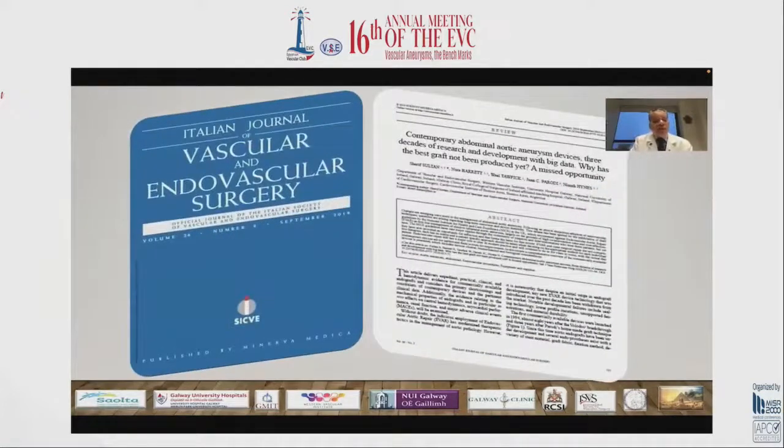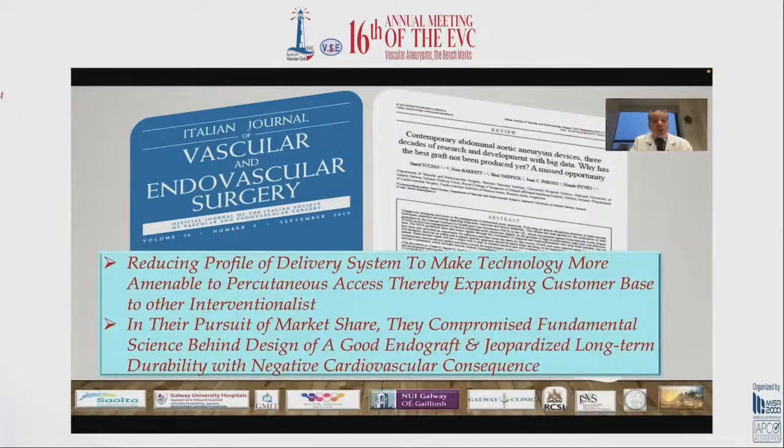We have published about the contemporary abdominal aortic aneurysm device, 3 decades of research and development with big data. Why had the best graft not been produced yet? It's a missed opportunity. What we discovered is that reducing the profile of the delivery system makes the technology more amenable to percutaneous access, thereby expanding the customer base to other interventions.